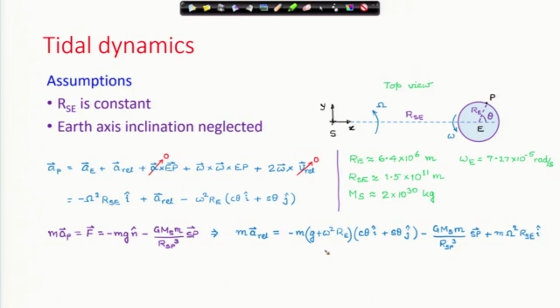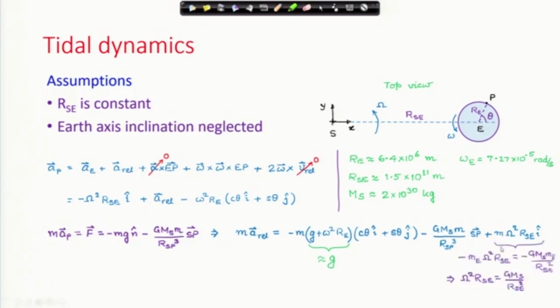Here, this expression is roughly equal to g. Remember, omega, spin of the earth, is 10 to the power minus 5, and spin square is 10 to the power minus 10, and then radius of the earth is 10 to the power 6. Roughly this will be 10 to the power minus 3 minus 2, something like this if you multiply. And so there is a correction. Now, if you want to do an exact analysis, you can retain this, or you can take this as g for simplicity.